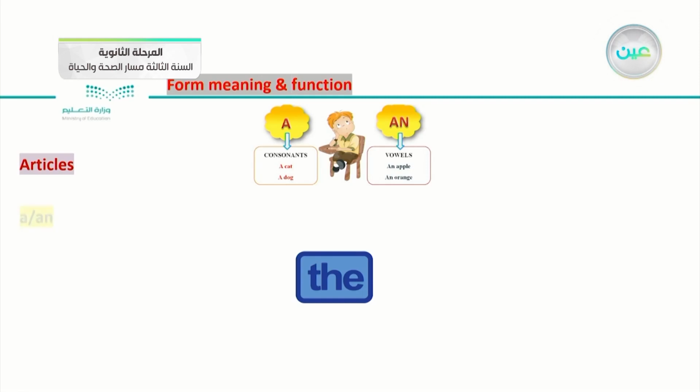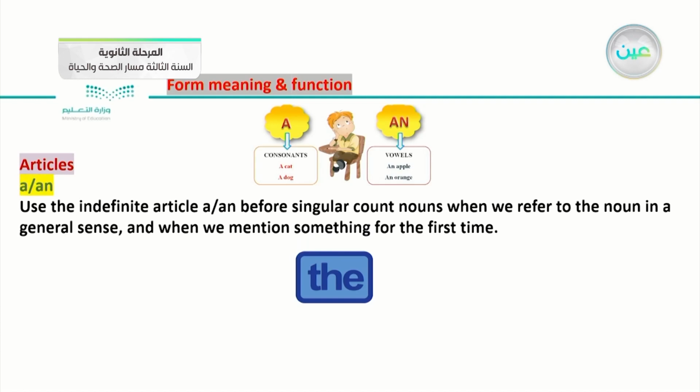Let us see together. Articles, we have a and an. These are two letters from articles. So use the indefinite article a or an before singular count nouns when we refer to the noun in the general sense and when we mention something for the first time. So if you mention something for the first time and it is a singular count noun, we can use a suitable one of these, a or an.